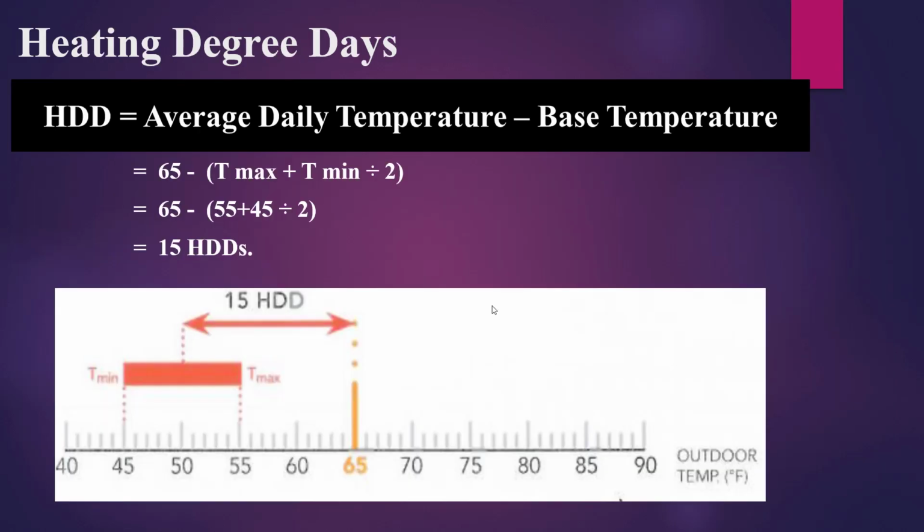What is the meaning of heating degree days? Heating degree days, HDD, are a measure of how cold the temperature was on a given day or during a period of days. For example, a day with a mean temperature of 40 degrees Fahrenheit has 25 HDD. A simple illustration is provided for your better understanding.